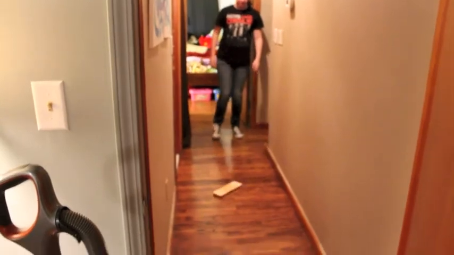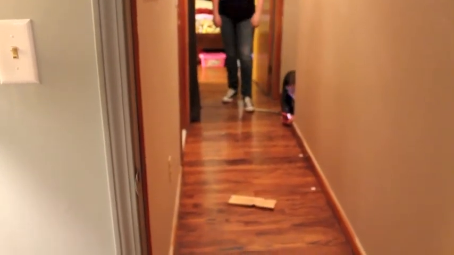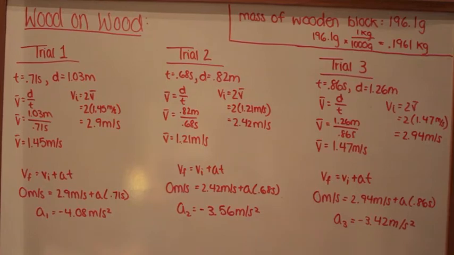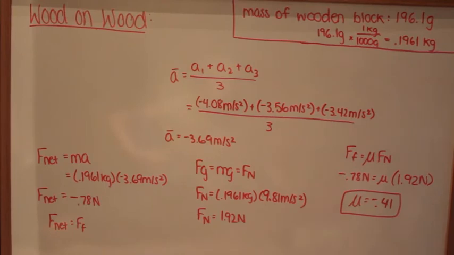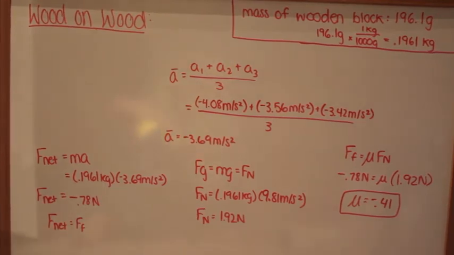The final experiment is wood on wood. This is trial 1. This is trial 2. This is trial 3. The same calculations were performed on this experiment that were performed in the 2 previous experiments, except using the data collected from the wood on wood. Mu is calculated in the same way as the previous experiments.